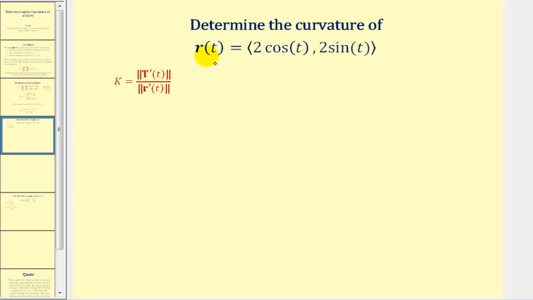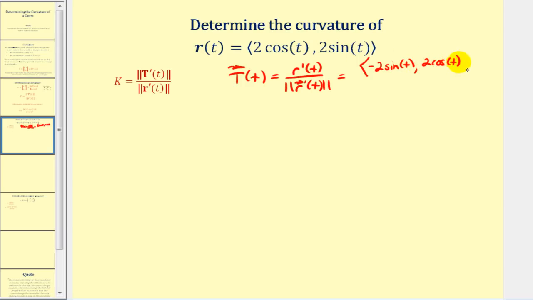Let's determine the curvature of r(t) equals 2 cosine t, comma 2 sine t. In order to use this formula here, we first need to find the unit tangent vector valued function, or T(t). So the derivative of 2 cosine t is negative 2 sine t, and the derivative of 2 sine t would be 2 cosine t. We'll go ahead and divide this by the magnitude. So we'll have the square root of 4 sine squared t plus 4 cosine squared t.